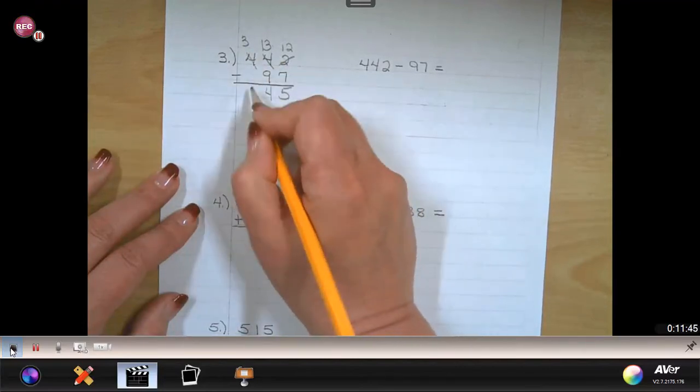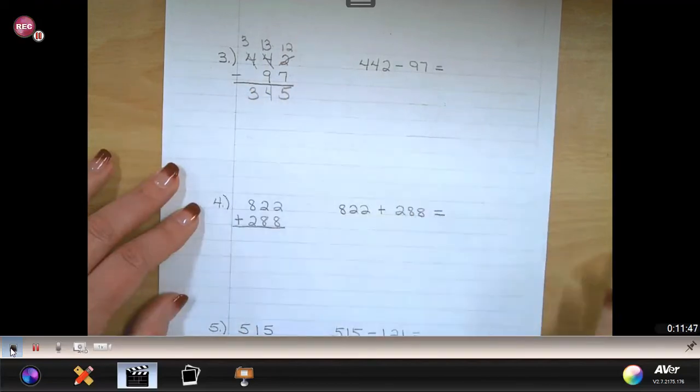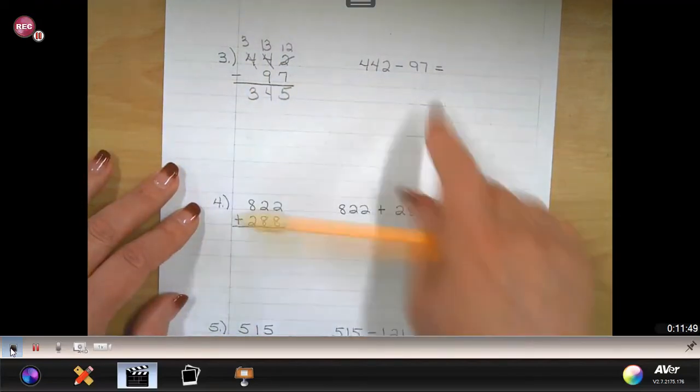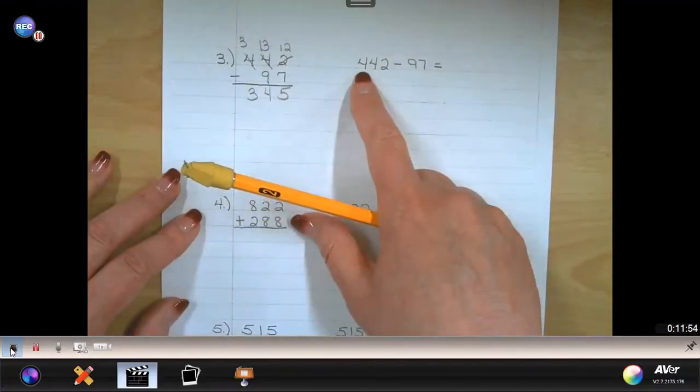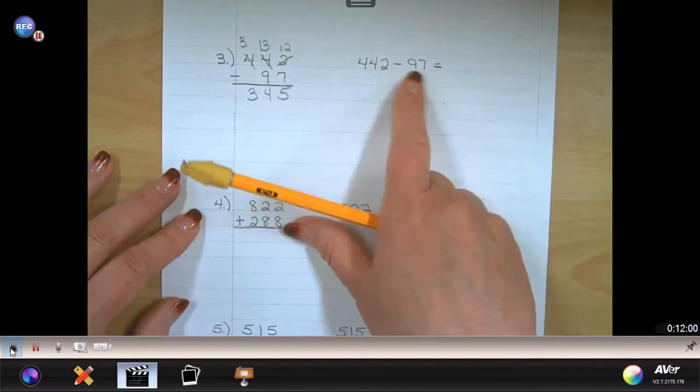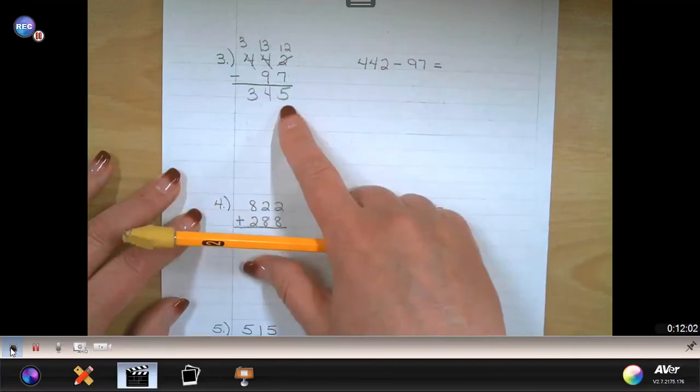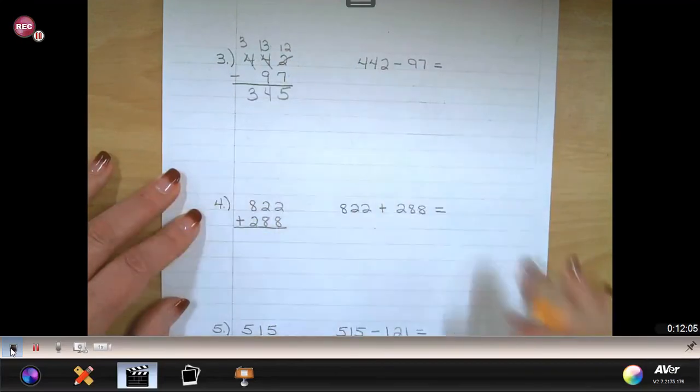No hundreds here to subtract, so that's going to give us 345. Remember, this is pretty close to 100, so even if I subtracted 100 from 442, that would give me 342. So you know by being a little reasonable about what you're subtracting, it should be pretty close to what you think is going to happen here.